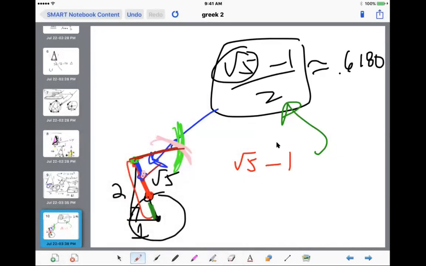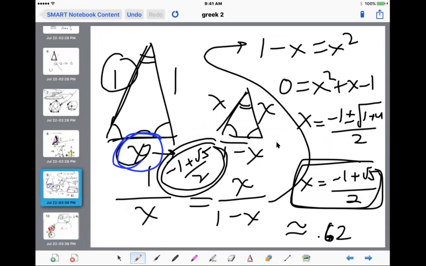You would have a 36, 72, 72 triangle, which you would then draw a circle around, and then you'd do 2 angle bisectors, and you would have your regular pentagon. But for our purposes, the most important thing is knowing that it's possible to find the sides of a 36, 72, 72 triangle using algebra.